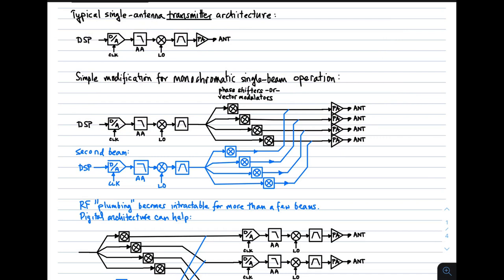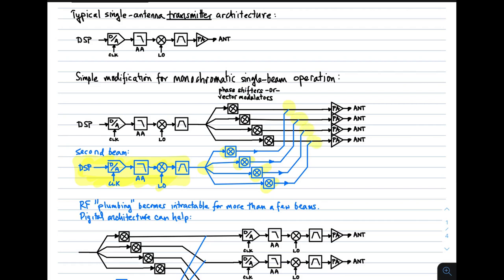Well, if you want a second beam, you could do the following thing. You could reproduce the transmitter components, as I've shown here and highlighted here. You could implement a divider and have the multipliers implemented here, the phase shifters or vector modulators, implementing different phases that correspond to a different beam. And then you could add those things together before the power amplifier antenna combinations.